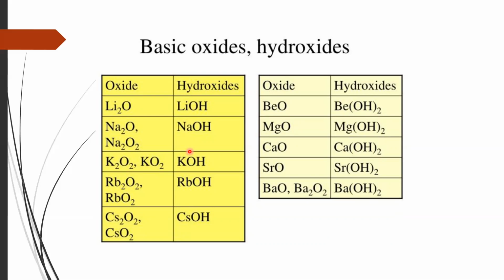Next, metallic oxides dissolve in water to produce metallic hydroxides. Now, hydroxides are also basic in nature. Therefore, we can say metallic oxides are basic in nature. Therefore, group 1 and group 2 element oxides are basic in nature. That is why we have termed them basic oxides as well as hydroxides.